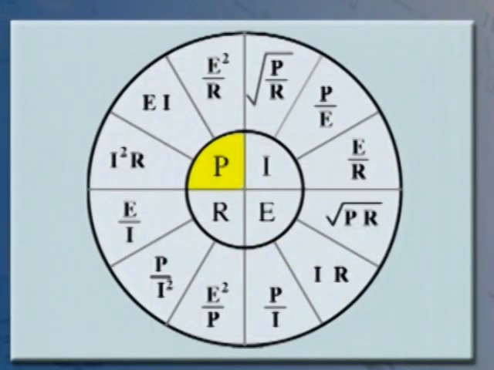A more complete chart showing formulas used to determine values of voltage, current, resistance, and watts can also be used. In this chart, the letter P represents watts. The letter P stands for power.